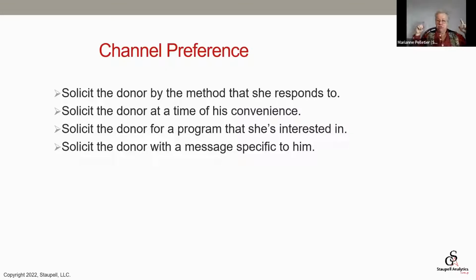All right. So channel preference. You want to solicit me by the method that I respond to. You don't want to solicit me by the method that works for you. And by the way, we all have the habit of, we're going to start with direct mail, then we're going to make phone calls. Or now we say, I'm dating myself again, we're going to start with an email, then we go to direct mail, then we go to phone-a-thon, right? What if I just gave through direct mail? You're going to start with direct mail with me, and then you go to something else, okay? You're going to solicit me when I give.